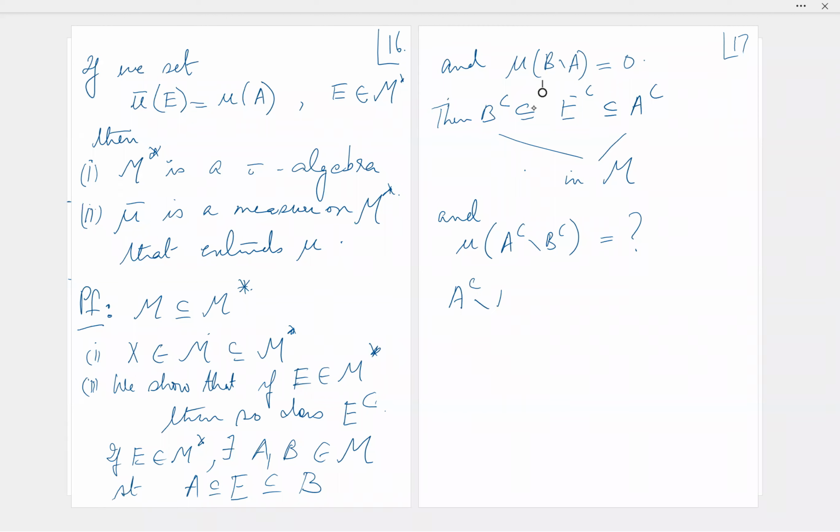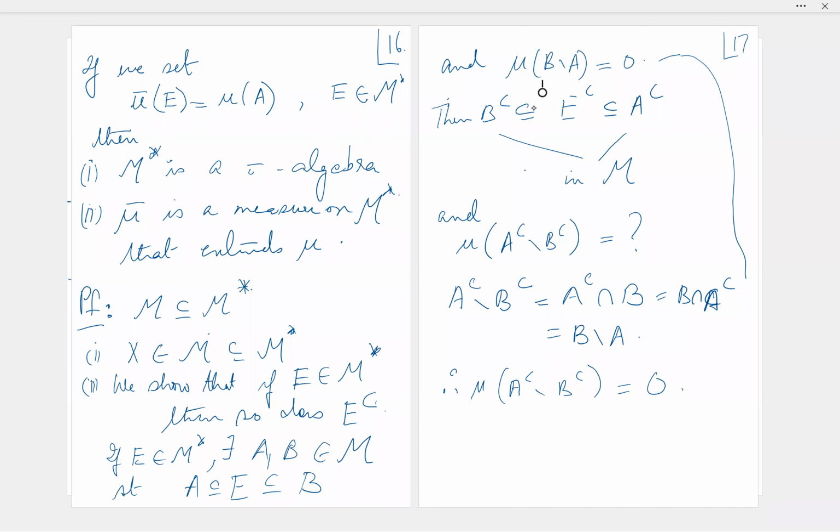Now what is A complement minus B complement? It is A complement intersection B complement complement, that is, A complement intersection B, which is B minus A. So this is fine, because of this condition here. So E complement is definitely sitting inside.